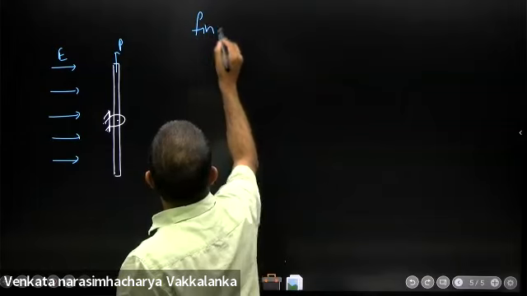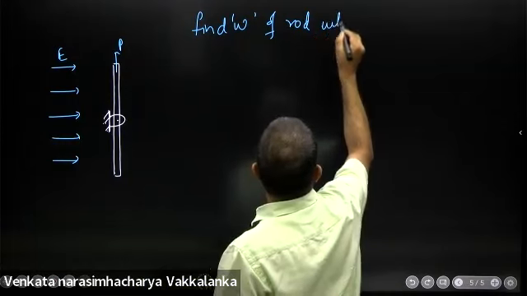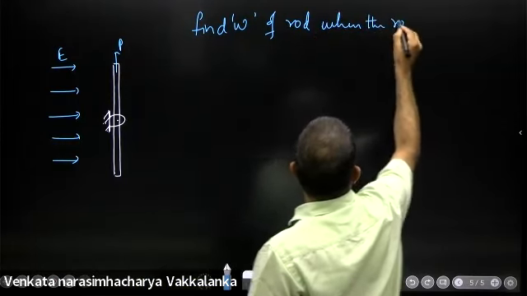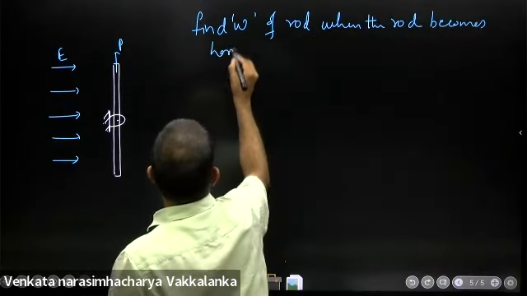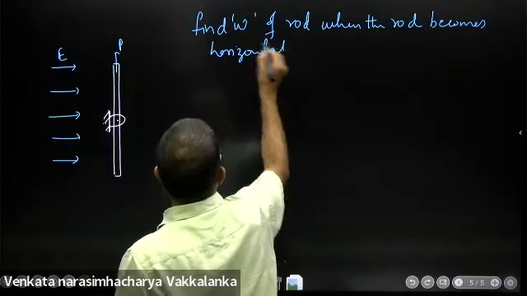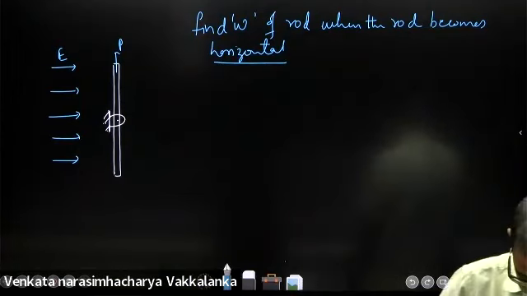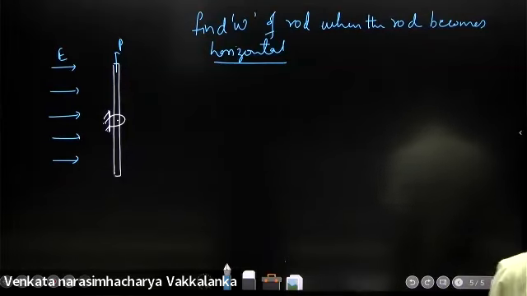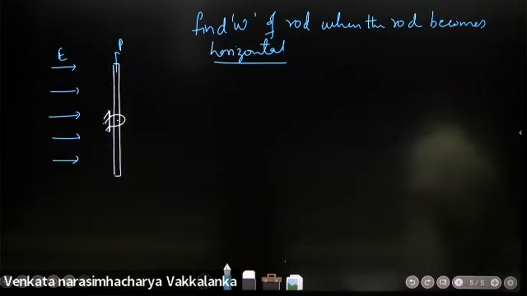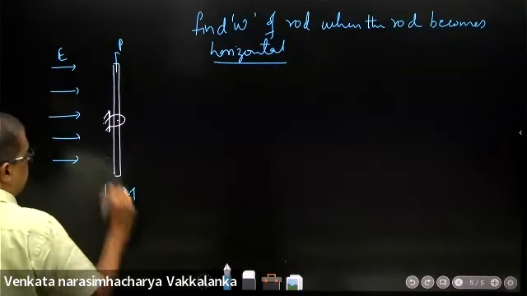Find omega of the rod when the rod becomes horizontal. Length of the rod is given. L is the length of the rod. M is the mass of the rod. I forgot to give you people both, L and M.